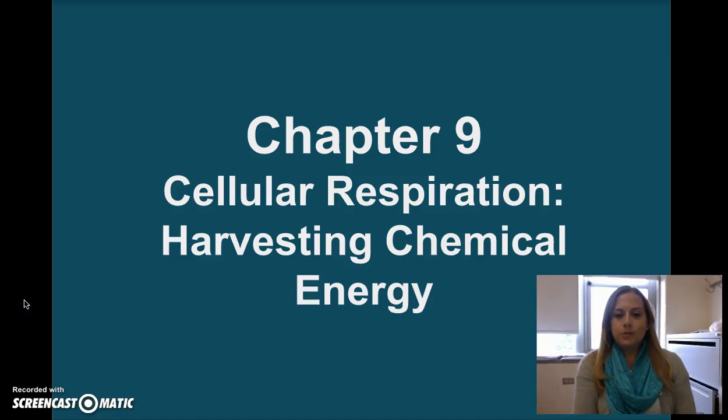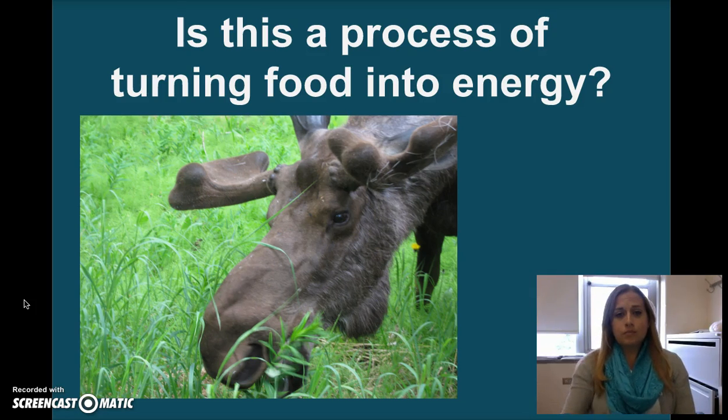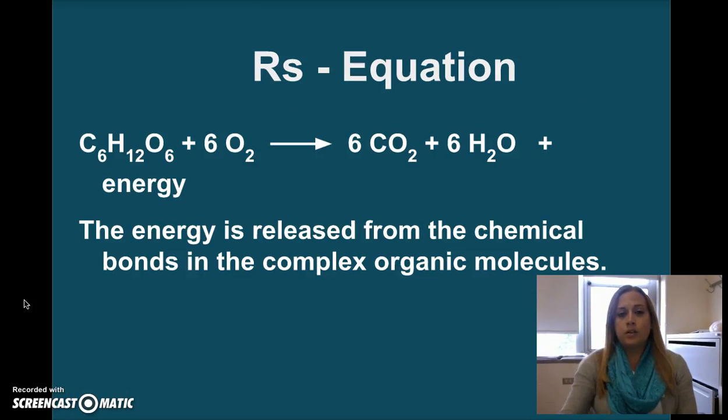Hey everybody, we are going to move on with our metabolism unit, and we're going to start talking about cellular respiration and how we harvest chemical energy. So is this the process of turning food into energy? Yes and no. This moose isn't going to be able to extract energy directly from the grass, but once that grass has been digested and his body's absorbed the nutrients, we're looking at what happens when the glucose and the carbohydrates that this moose has absorbed, how they get broken down and how energy is released from that process.